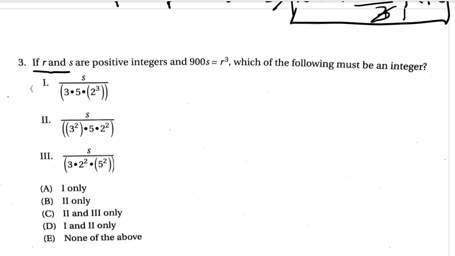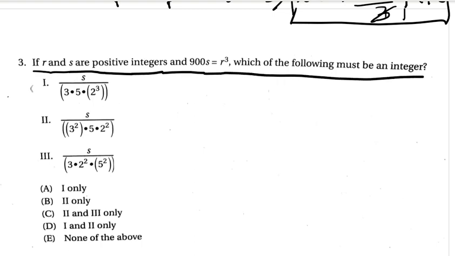If R and S are positive integers and 900S is equal to R cube, which of the following must be an integer? So let's check. This one, this one, this one, or none of these.